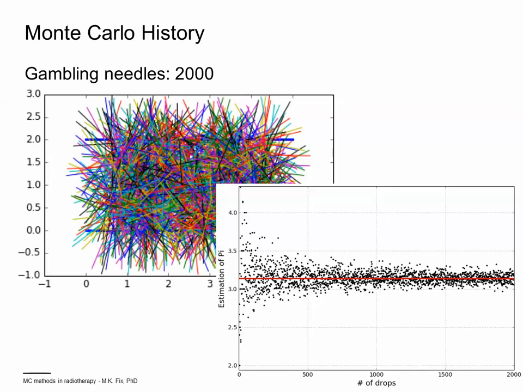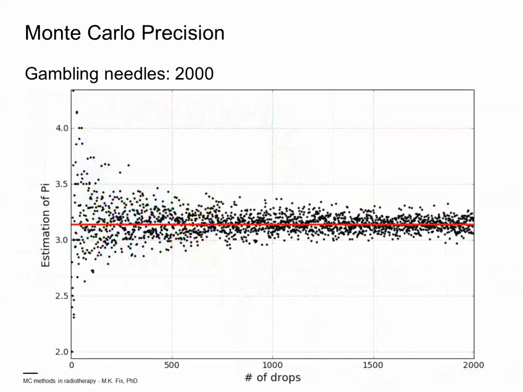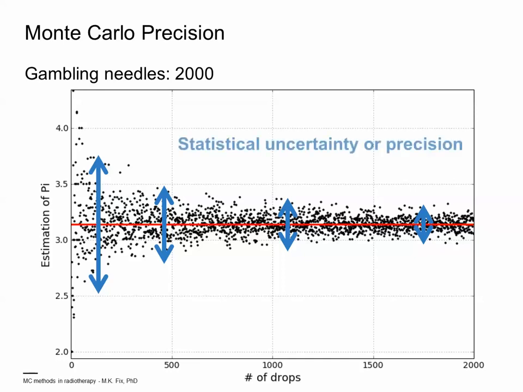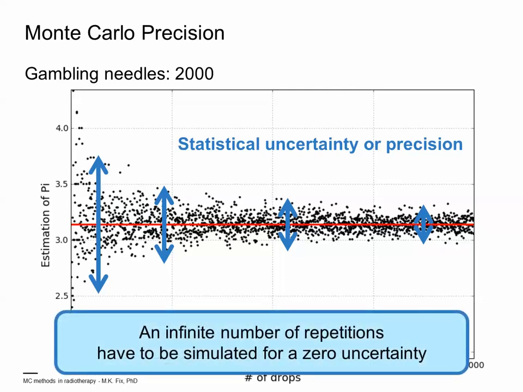This demonstration leads to two important terms in Monte Carlo: precision and accuracy. First, we deal with precision. It can be seen that the range of estimated values decreases with increasing number of needle drops. That means the underlying statistical uncertainty, or precision, is decreasing. The lower the statistical uncertainty is, the less uncertain the estimation of the mean value is. Thus, quantities determined with Monte Carlo are always associated with an intrinsic statistical uncertainty. Overall, an infinite number of repetitions have to be simulated for zero uncertainty.